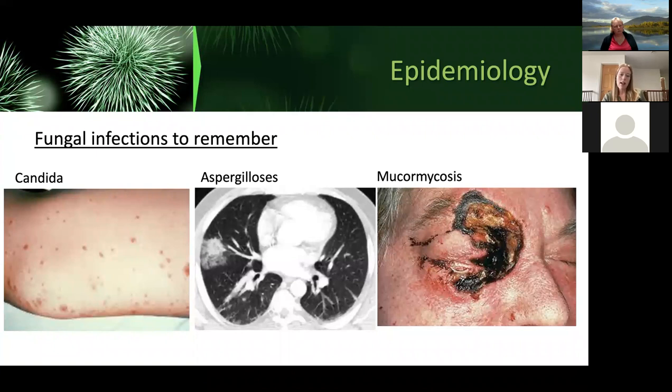Aspergillosis, this is the classic halo sign, which they'll describe on CT as being very classic for invasive aspergillosis. So that kind of haziness around a central nodule on pulmonary imaging.